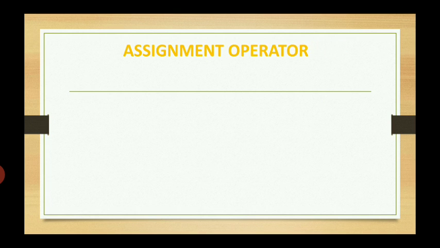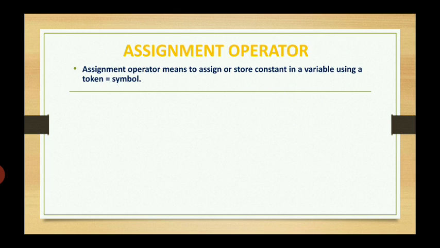Assignment Operator. What is assignment operator? Assignment operator means to assign or store a constant in a variable using the token equal to symbol. So the equal to symbol is an assignment operator. With the help of this operator, we can store a value or constant in a variable. The symbol equal to may be referred to as the assignment operator.